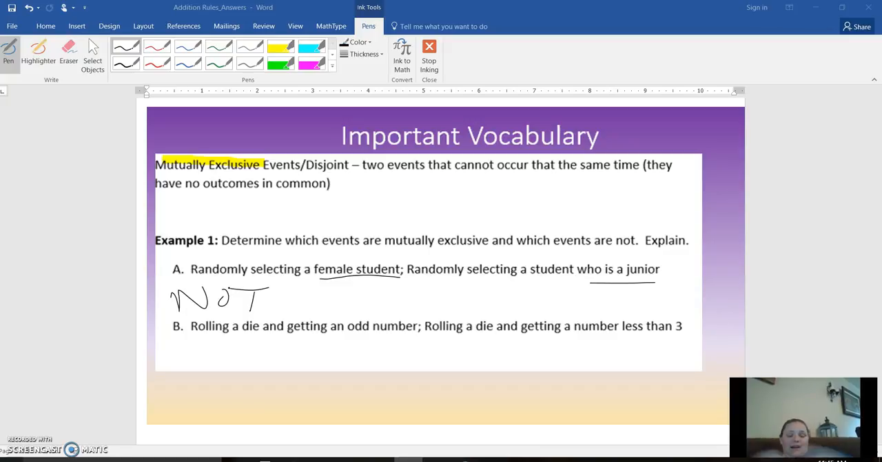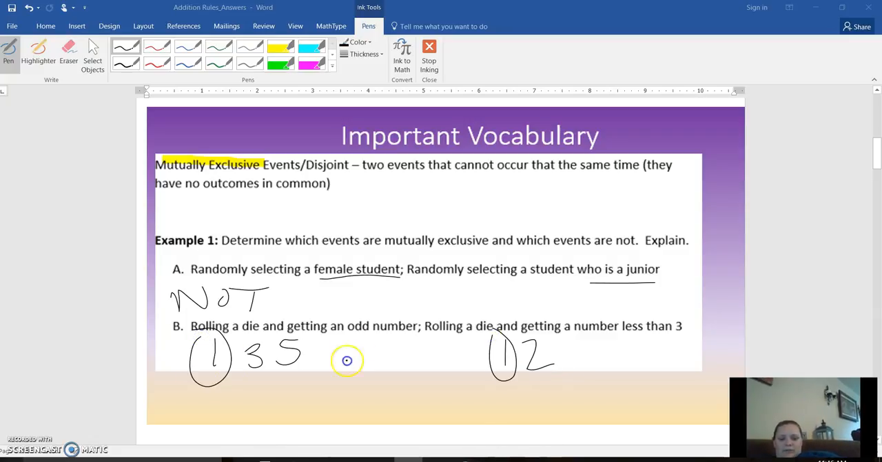Rolling a dice and getting an odd number. So the odd numbers on the dice are 1, 3, 5, and then getting a number less than 3. And so a number less than 3 is 1, 2. And so they have an overlap of the number 1. So therefore these are not mutually exclusive.